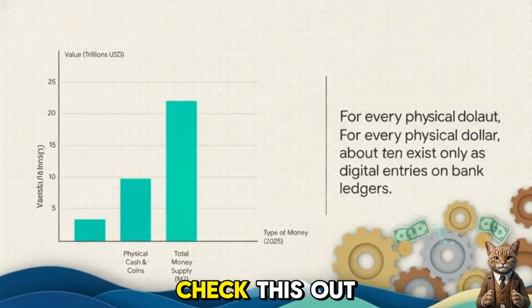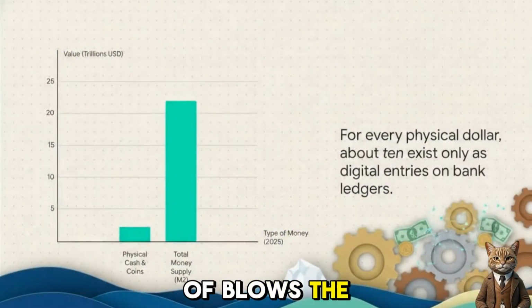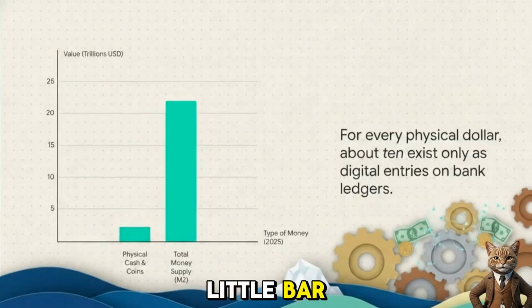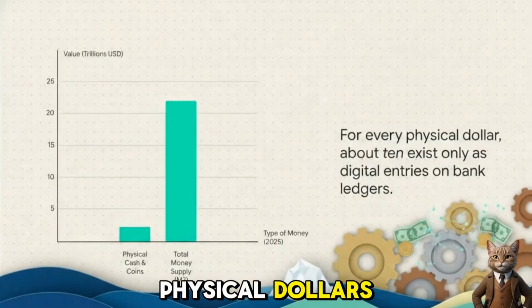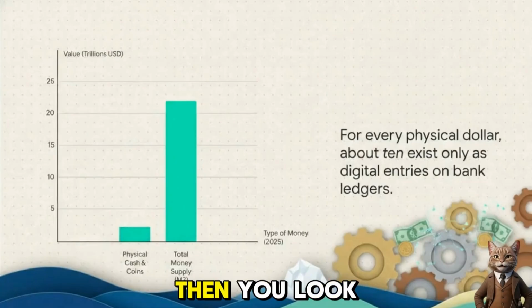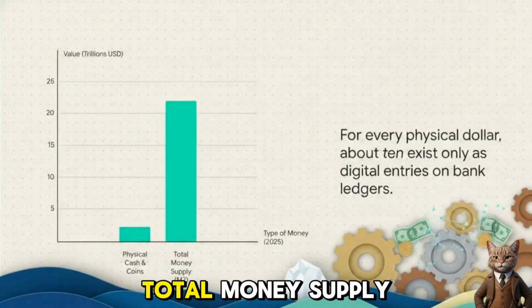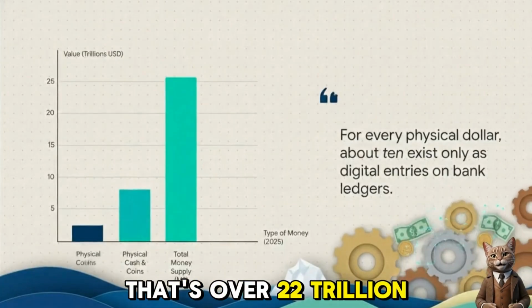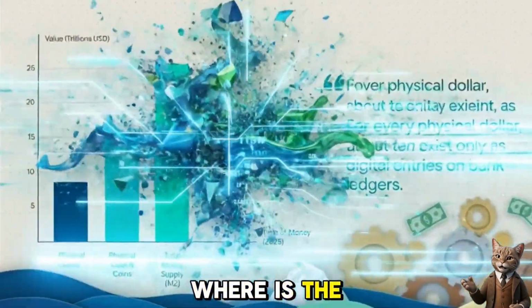All right, check this out. This chart kind of blows the whole thing wide open. You see that little bar? That's all the physical dollars and coins in the United States, about $2.3 trillion. But then you look at the big bar, the total money supply. That's over 22 trillion. So, where is the other 90%?